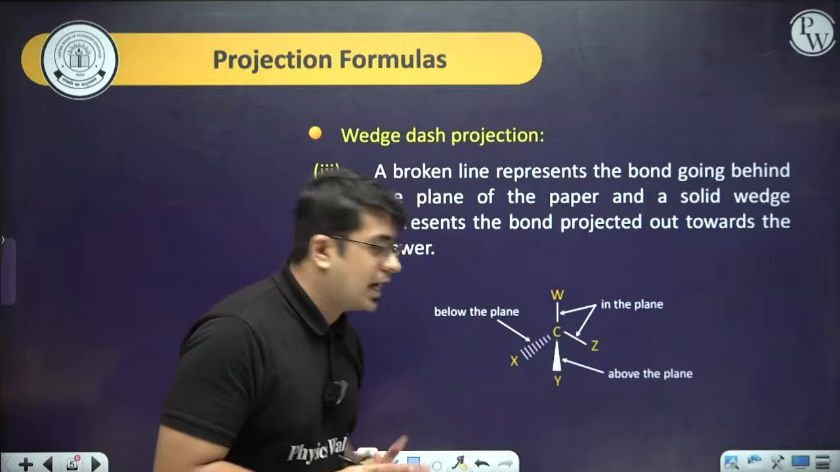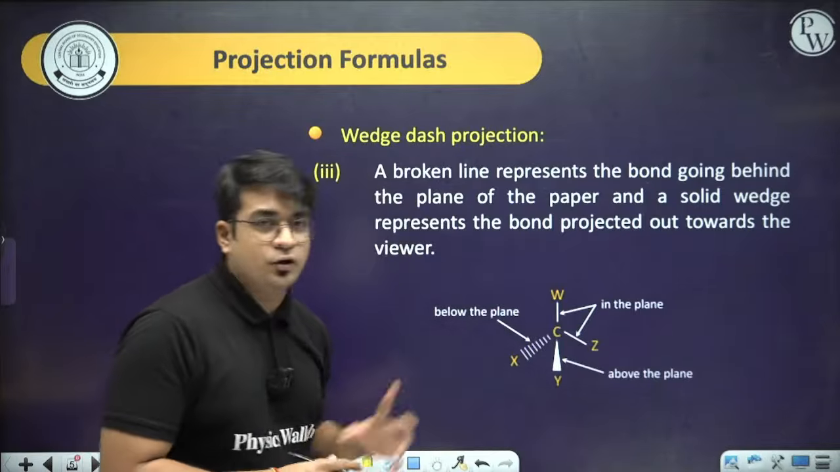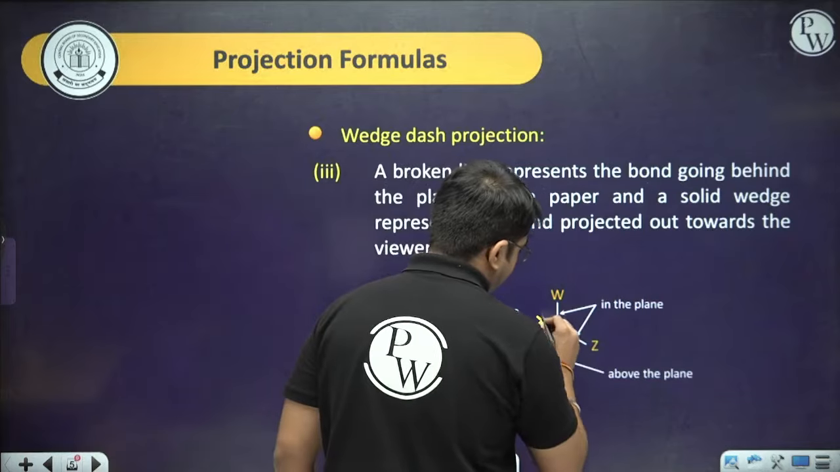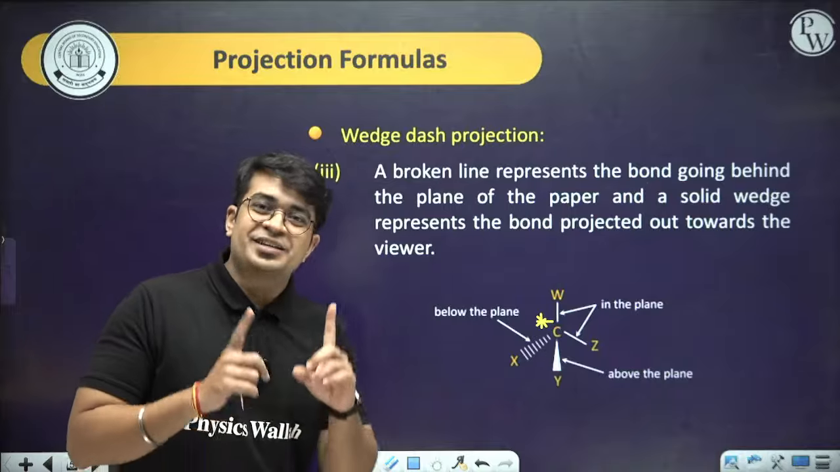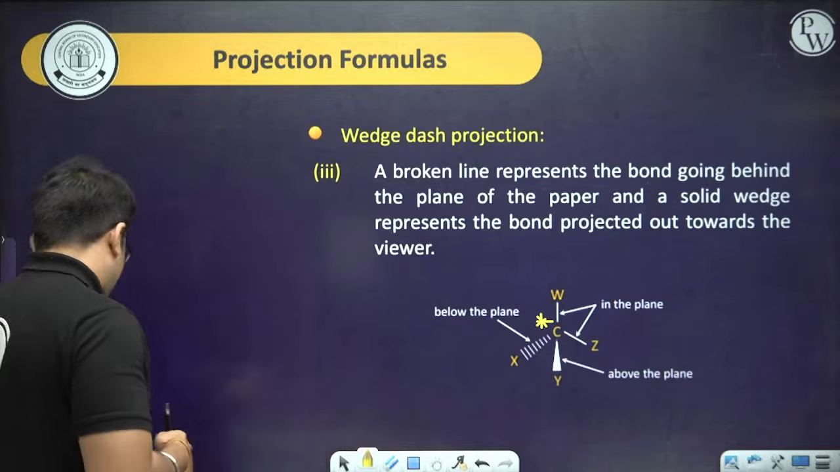And definitely, if the carbon is connected with four different groups, that carbon will be the chiral carbon. I hope this part is clear. This is the first type of projection you can see in organic compounds.